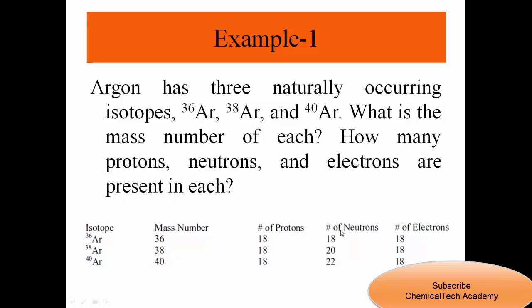For finding the number of neutrons, we have 36 minus 18, which is going to give us 18. 38 minus 18 is going to give us 20. 40 minus 18 is going to give us 22. So these are the numbers of neutrons. And on the other hand, we know the number of electrons and number of protons are equal for any neutral atom. As you see here, since we have three different isotopes, we have three different numbers of neutrons.